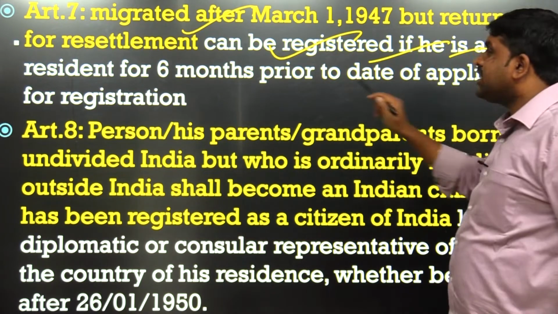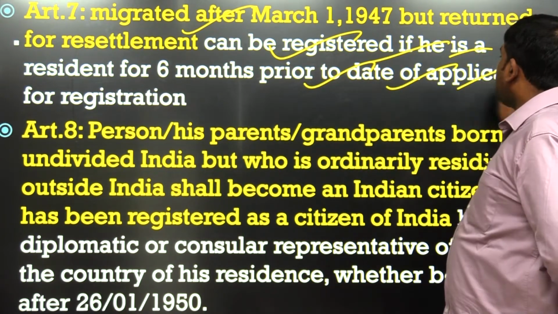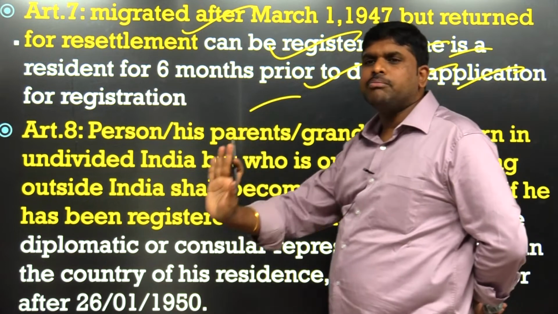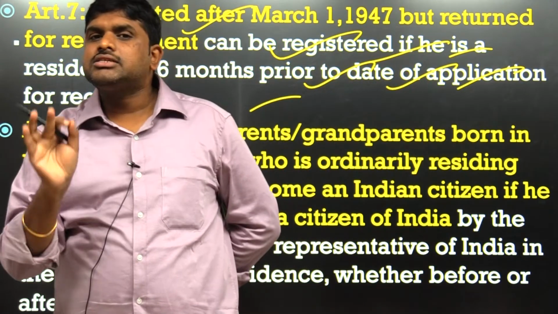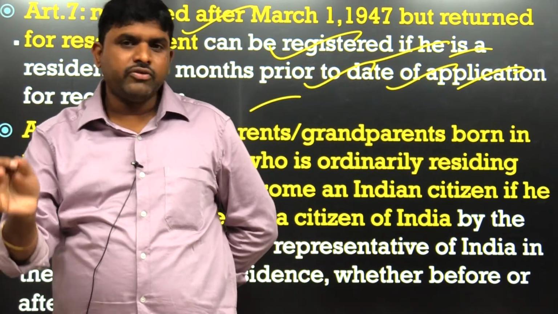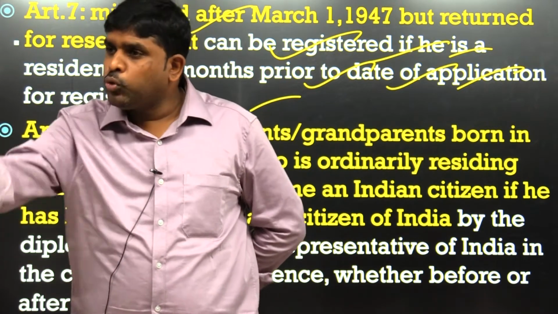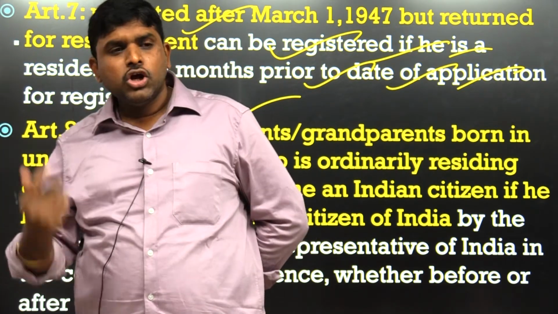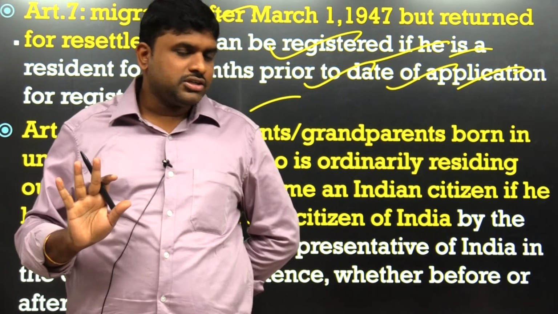Can be registered if he is a resident for 6 months prior to the date of application for registration. Simple, only one point: for the last 6 months I have to stay in India. If I stay for 6 months and I prove to the local police that I have been staying for the last 6 months, then I will get the citizenship.